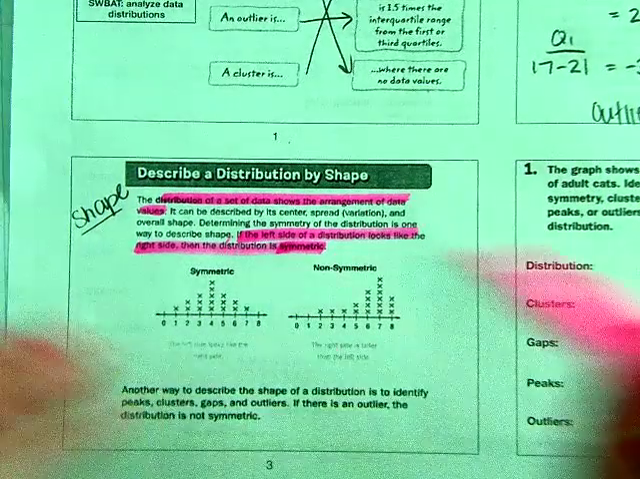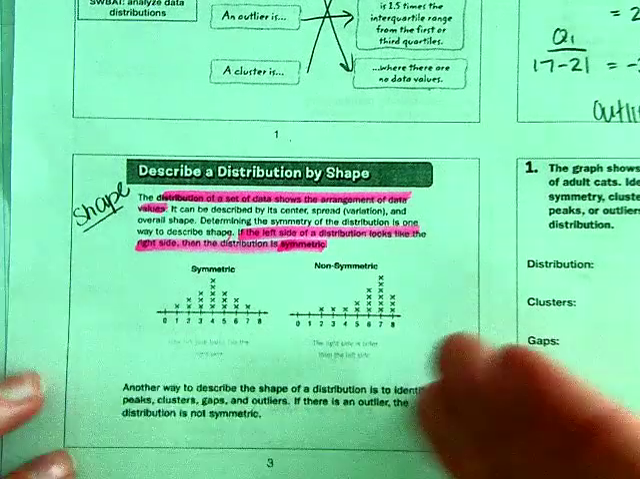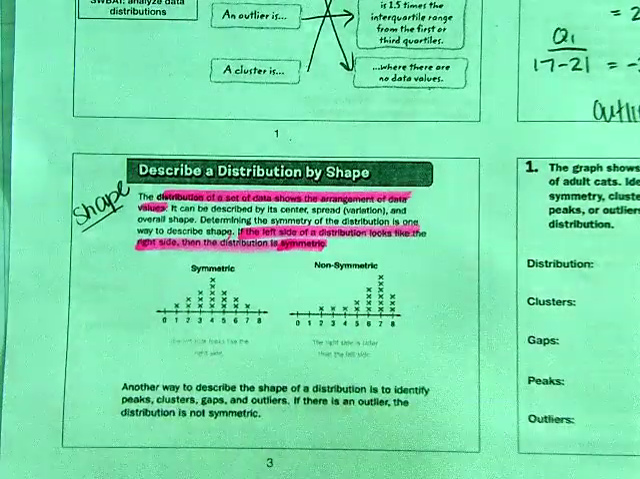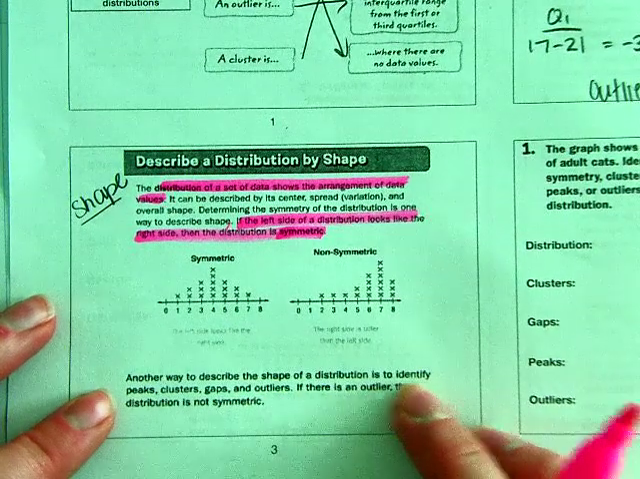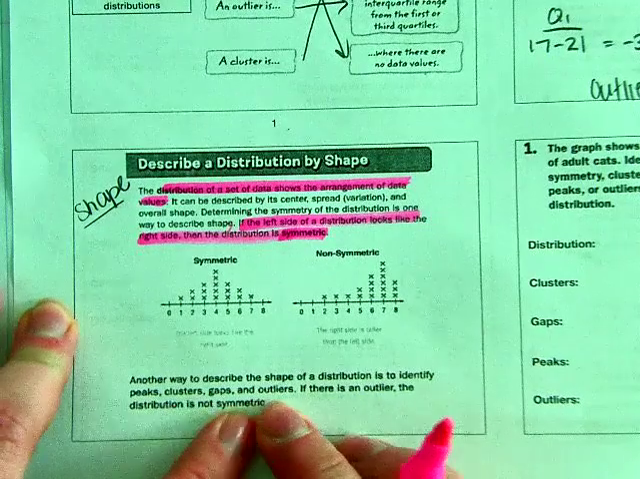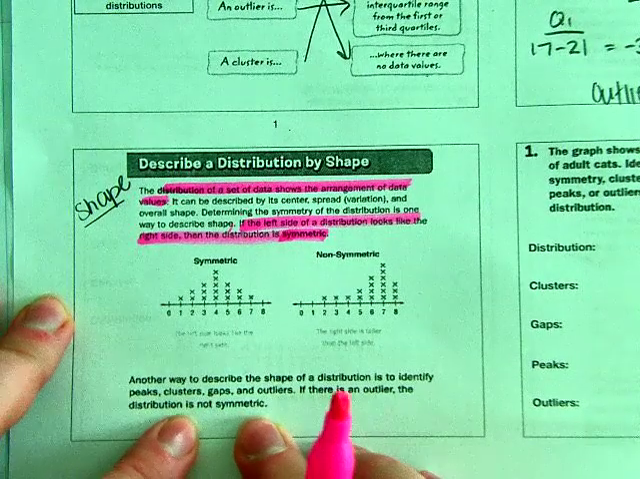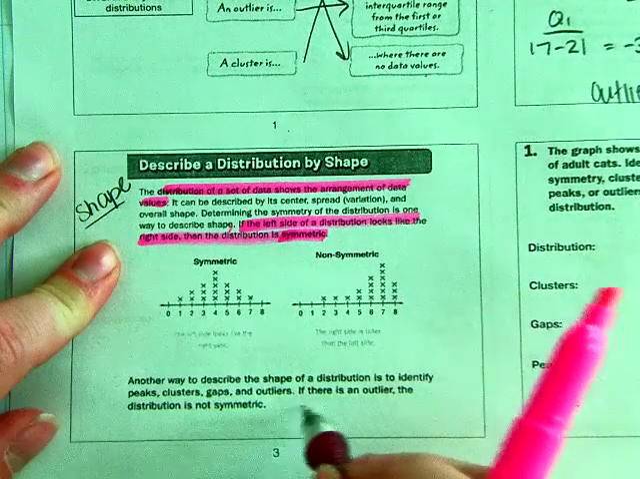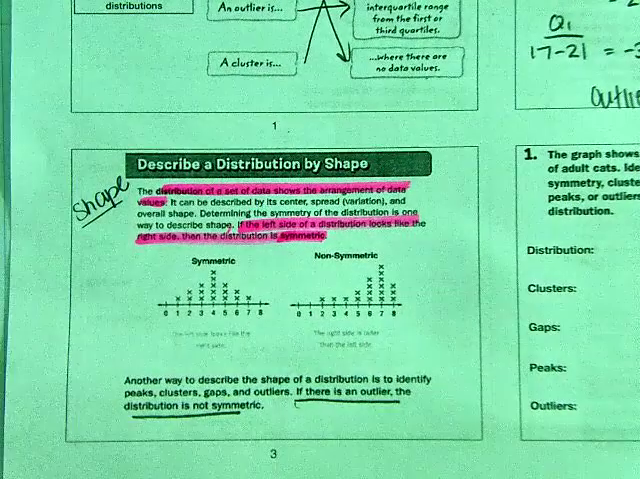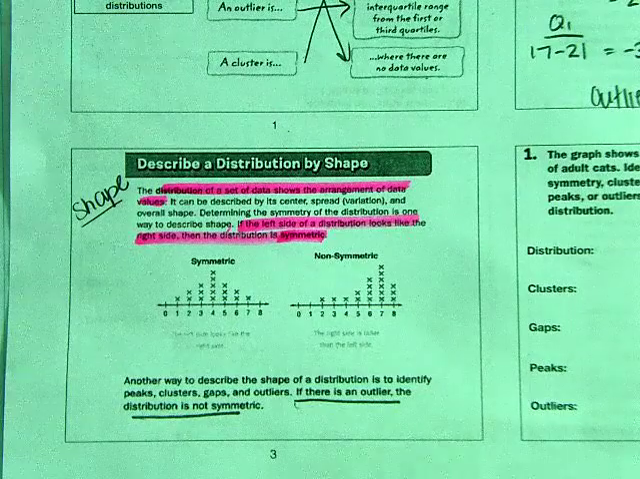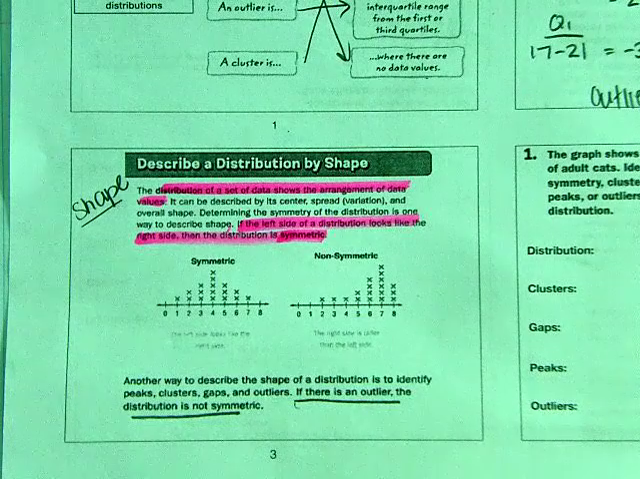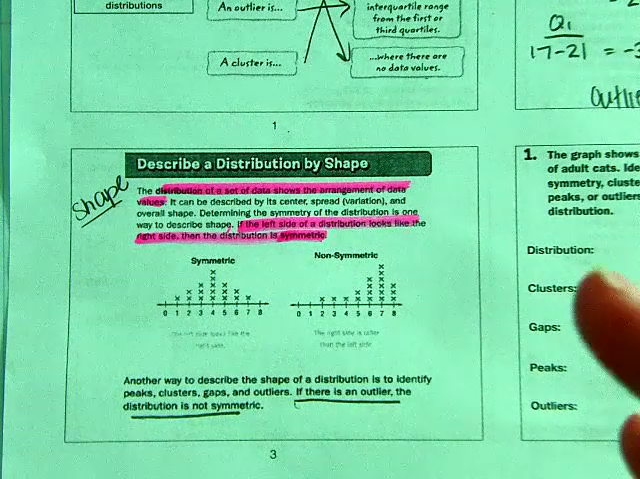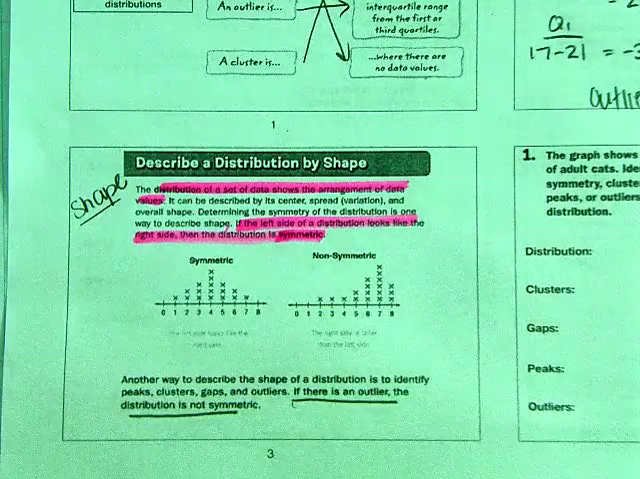This one looks symmetric because it's perfect. The left side looks like the right side. This one doesn't look exactly the same, so that would be non-symmetric data. Another way to describe the shape of a distribution is to identify peaks, clusters, gaps, and outliers. If there's an outlier, the distribution is not symmetric. I'm just going to underline this. Always. If the distribution has an outlier, it will never be symmetric. Remember, to be symmetric, it has to look the exact same. And peaks and clusters have to be really obvious, like obviously the biggest thing, or obviously a bunch of things grouped together.